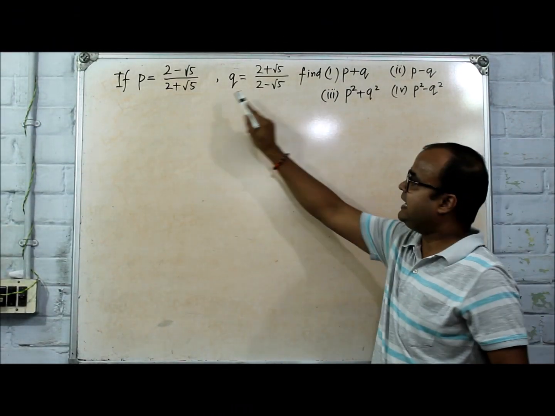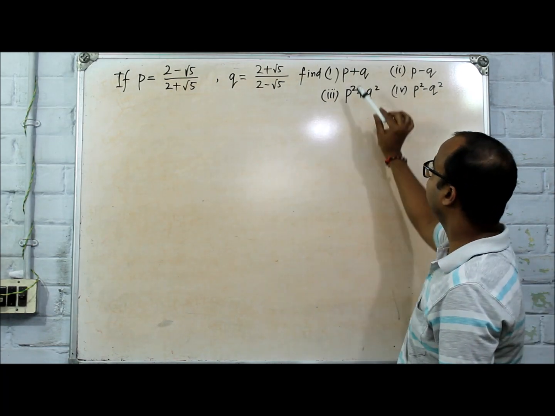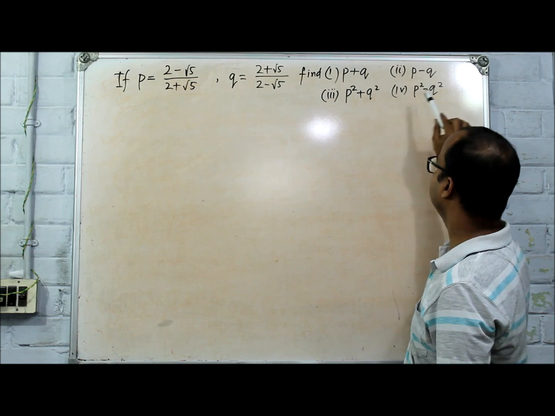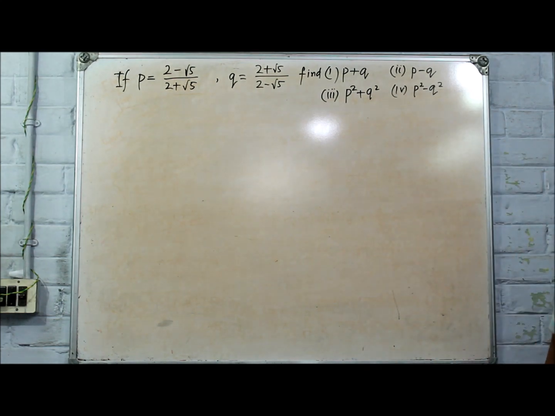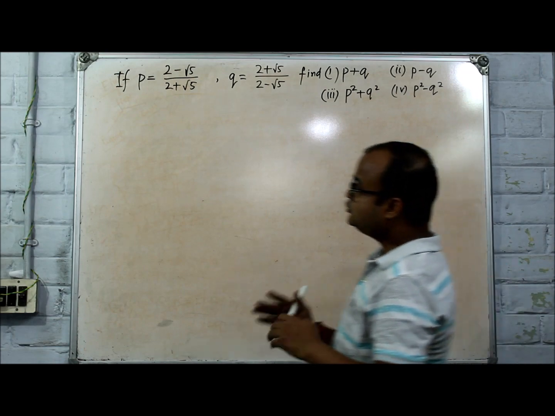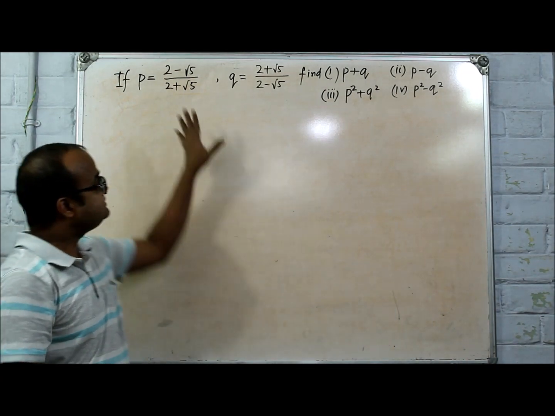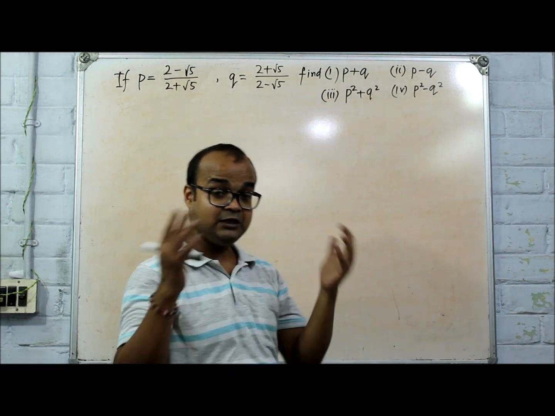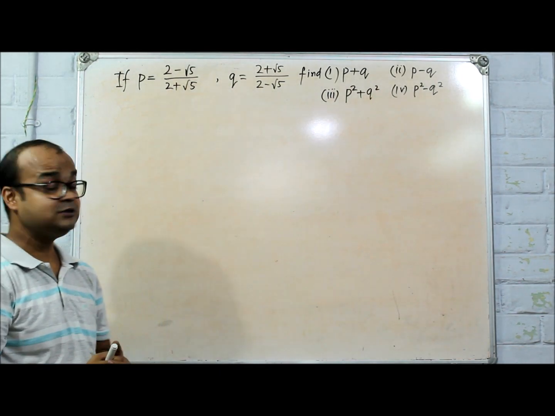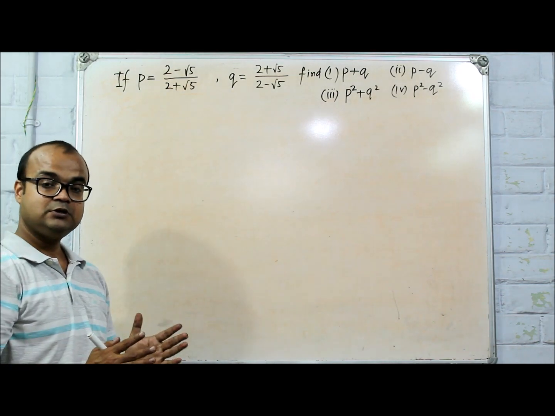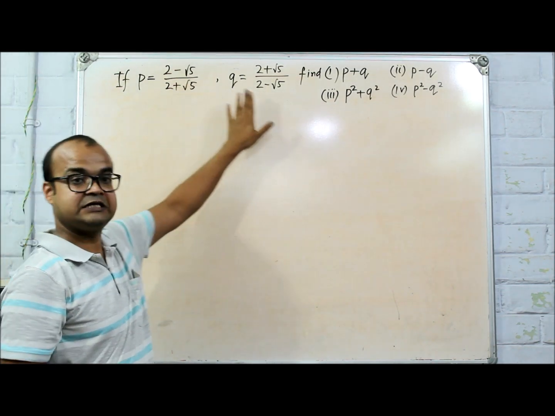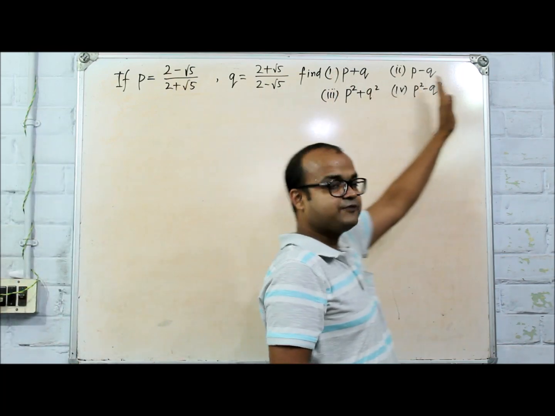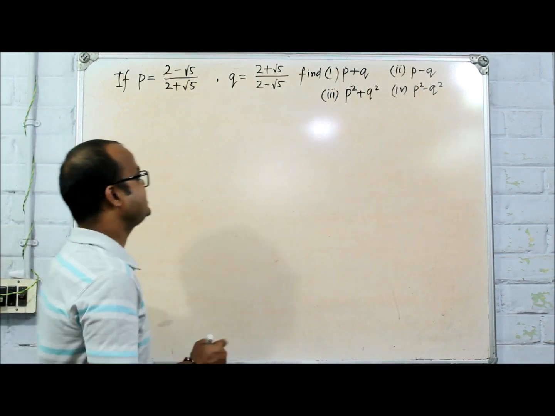Value of p and q is given to you. We have to find out p plus q, p minus q, p square plus q square and p square minus q square. So first thing, rationalize this one. Don't try to substitute this thing because it will lead us to a great calculation. So better rationalize p, rationalize q, write it in simplified form and then we substitute in their corresponding places.